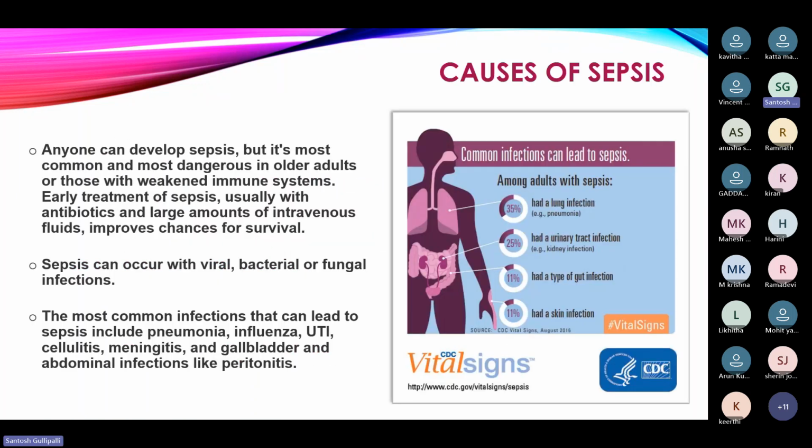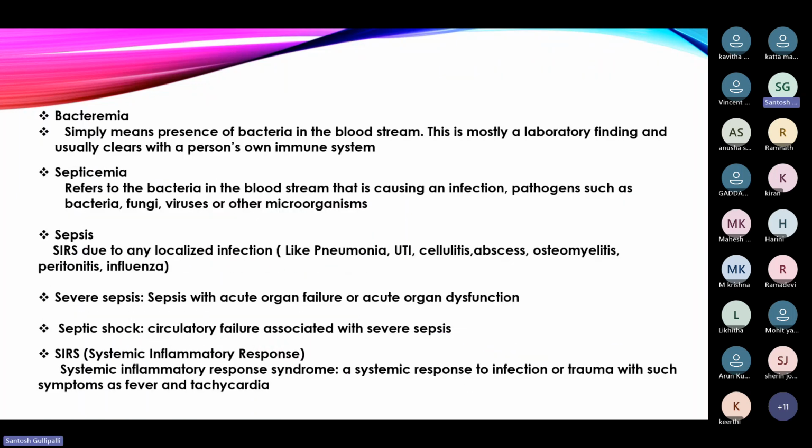So the next one is severe sepsis. What is meant by severe sepsis? Sepsis with acute organ failure or acute organ dysfunction. What is the definition of severe sepsis? Sepsis with acute organ failure or acute organ dysfunction. Okay, so that is called severe sepsis.